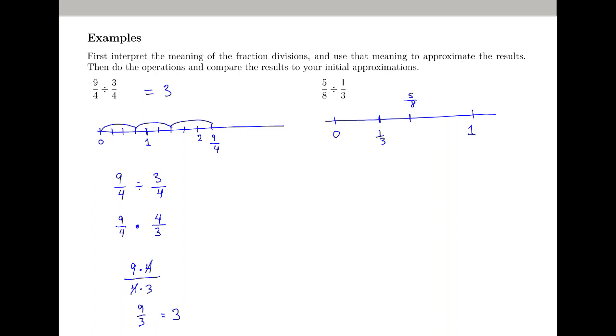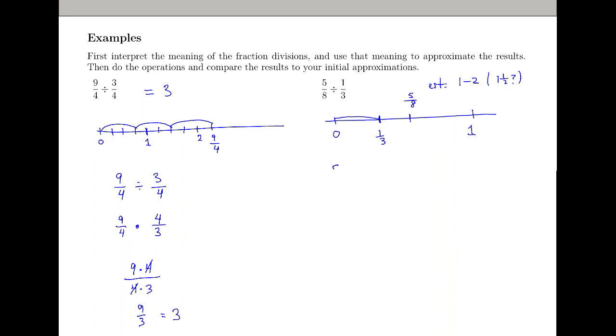And so if you're asking how many thirds are there in 5/8, well, I think it's reasonable to guess there's between 1 and 2. So if we were to estimate, it'd be 1 to 2, maybe 1.5. Okay. So let's do the multiplication and we'll figure it out, or do the division.